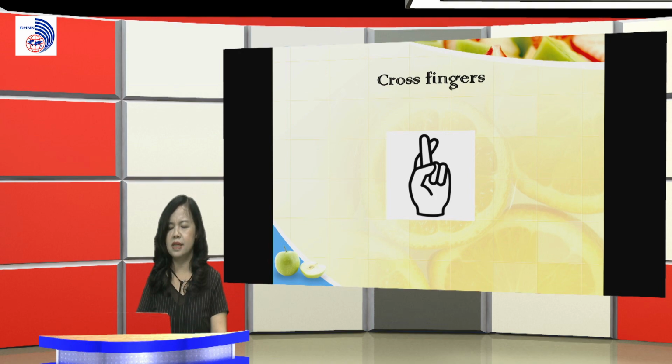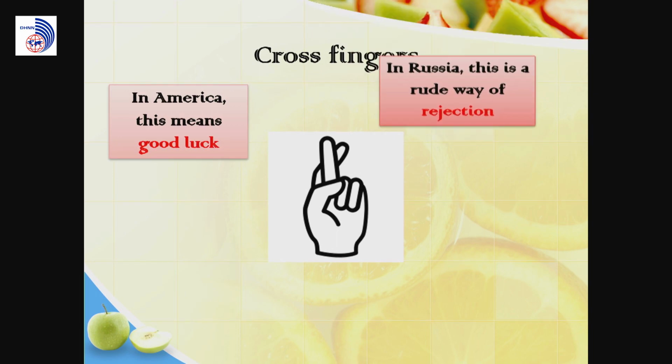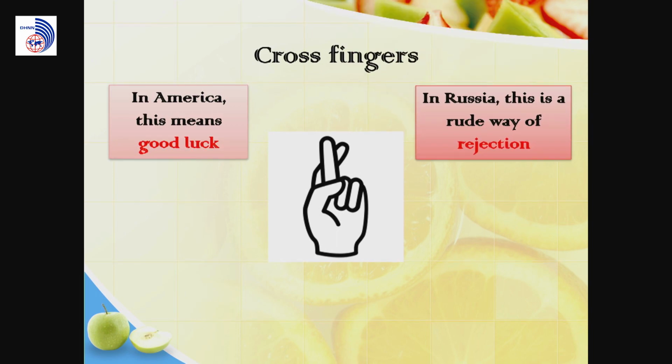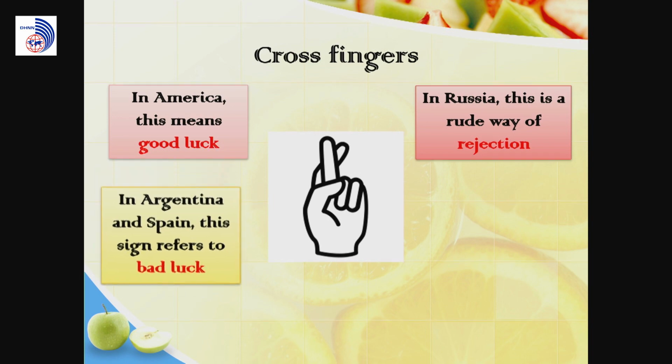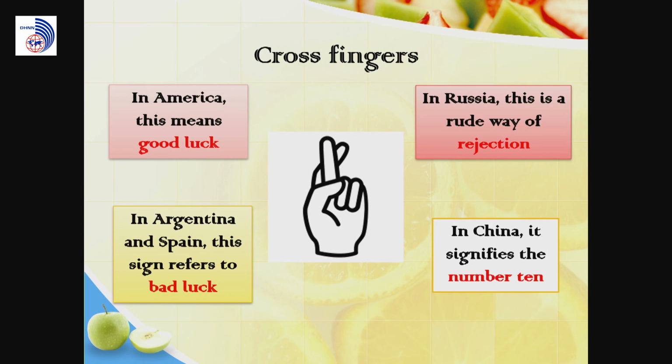Or for example, crossed fingers: when you do that it means good luck in America, but in other countries, in Russia for example, it is a very rude way of rejection, of saying that you disagree. In Argentina and Spain, this refers to bad luck. And in China, crossed fingers show the number 10. So countries and different customs vary in meaning.